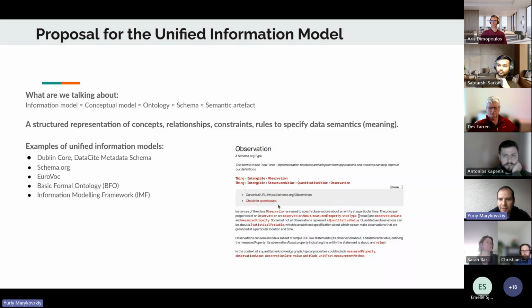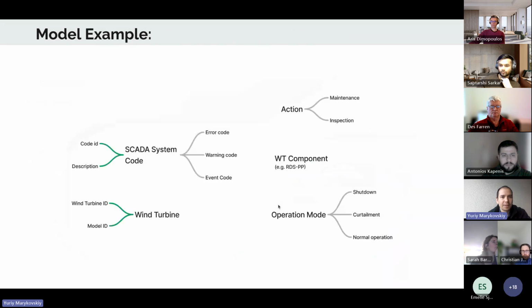I put an image from schema.org, which defines the concept of observation and what properties it has. It can have things like a measure property, and then you can also specify what is a measurement method, or what is the error, and so on. And there are other informational models that I'm not going to go into detail on, like Eurovoc, Basic Formal Ontology, Information Modeling Framework. Once you get into those, it's quite a rabbit hole, but you can check them out. And some of them are actually described in the paper that we mentioned before.